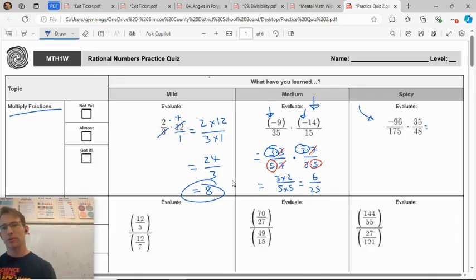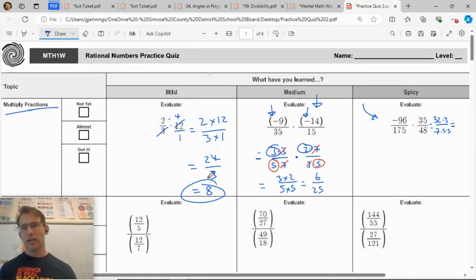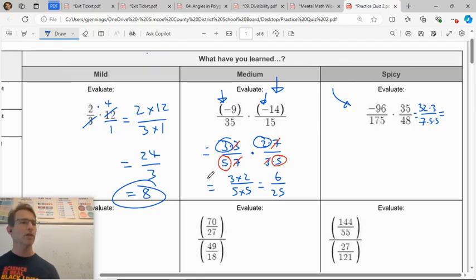All right. When it gets spicy, you really want these skills, okay? You really want to be able to rewrite those as, oh, negative 96, man, 96. I think that could be something like 32 times 3. That's 96. And then 175, woof, that's 7 times 5 times 5. Okay, that's 175. And then 35 over there, well, what can I do with 35? Well, that's 7 times. You keep that. I don't need that. You keep it.